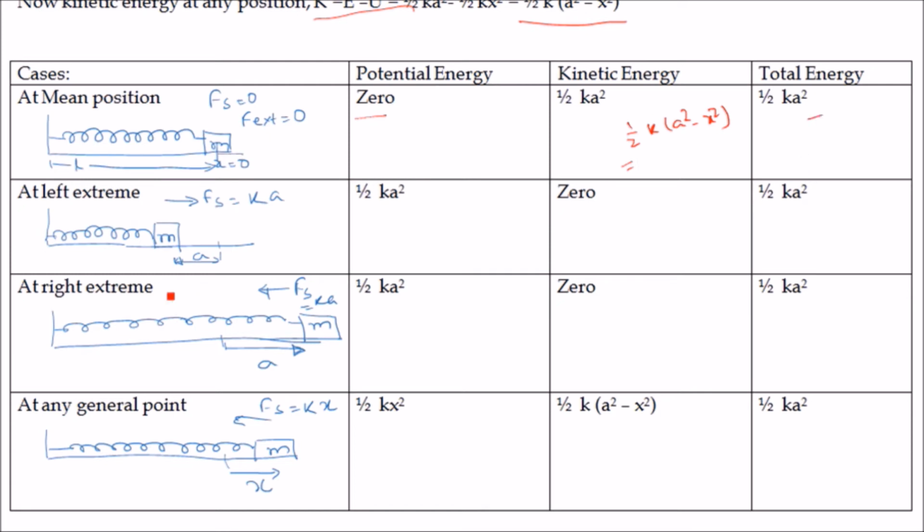At the left extreme, that is when the spring has maximum compression equal to A, the potential energy is equal to half kA square, the total energy is again half kA square, and the kinetic energy will be 0. The kinetic energy will be 0 at the left and the right extremes, where the potential energy is maximum. At any general point, the potential energy is equal to half kx square if the compression or the expansion is equal to x, and the kinetic energy is equal to half k(A square minus x square). Again the total mechanical energy is equal to half kA square.